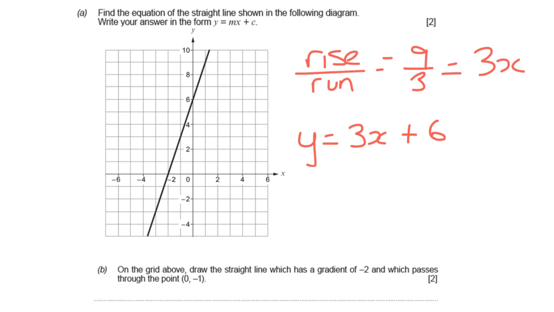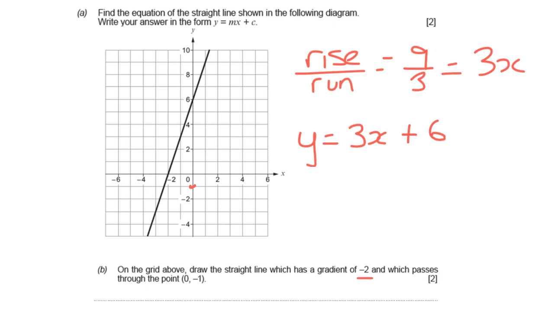Now for the next question, it asks us to, on the grid, draw a straight line with a gradient of minus 2, which passes through the point 0, minus 1. So the first thing I'm going to do is find that point. 0, minus 1 is here. So I know that my line will pass through that point.